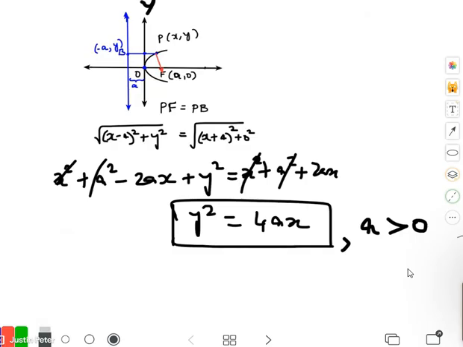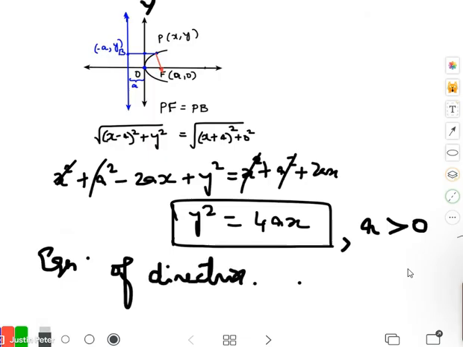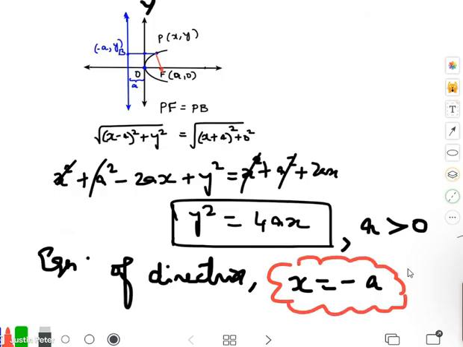And what is the equation of the directrix in this case? Let's check. Yes, the equation of the directrix will be x is equal to minus a. Correct? Okay, so these are all the standard equations of our parabolas. These equations are known as the standard equations.